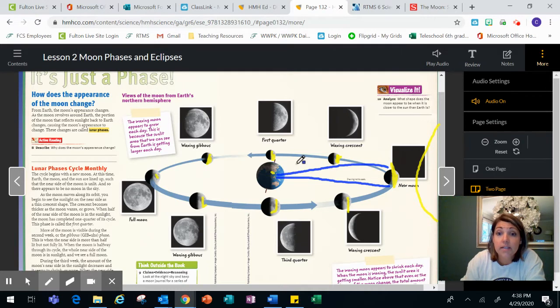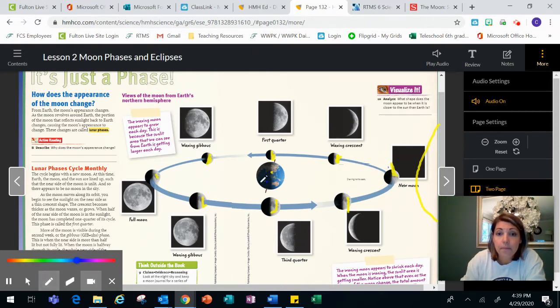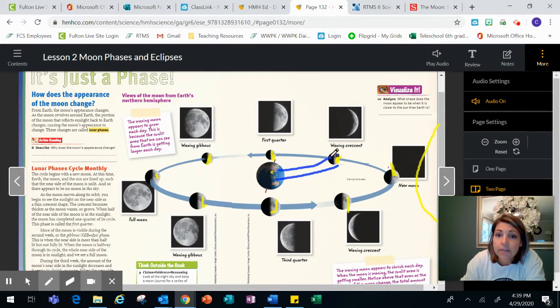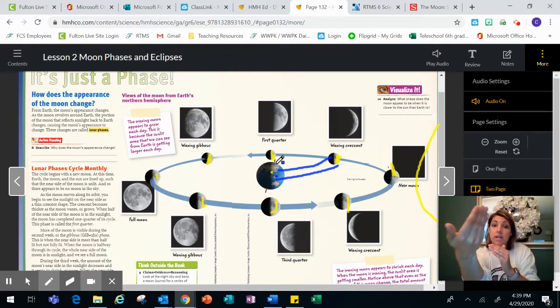waxing crescent. So from here, if I try to erase this little mess that I made, if I were looking up into the sky now, I would see just this little sliver on the right side. Imagine you're here looking up and you see just a fingernail. That would be your waxing crescent. Then our next position, you would look up and it would look like half of it's lit up, but you're really just seeing that quarter because you don't see the other side of it.